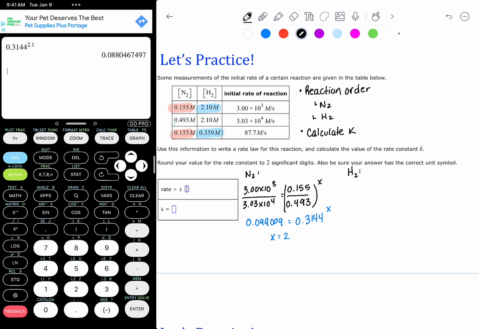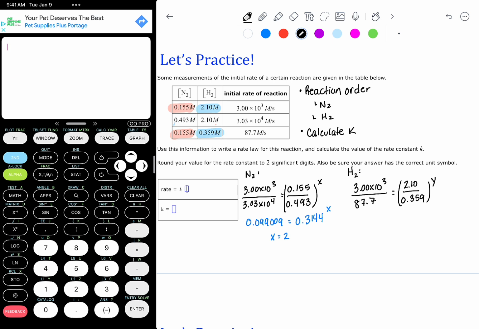So we can set up our equation again. We can do the rate of 1, 3.0 times 10 to the 3, over the rate of 3, 87.7, which is equal to the concentration of hydrogen in 1, so 2.1, over the concentration in 3, 0.359. And that will be raised to the y.